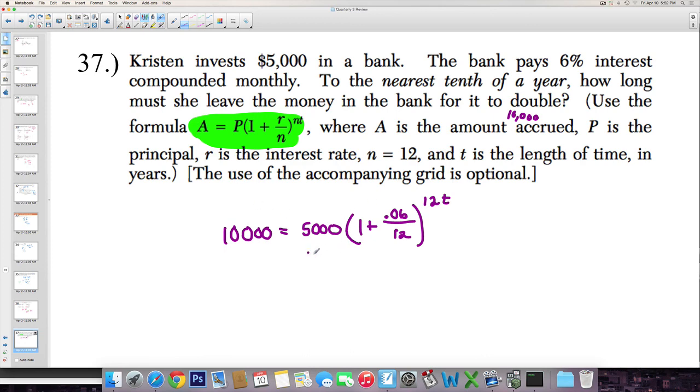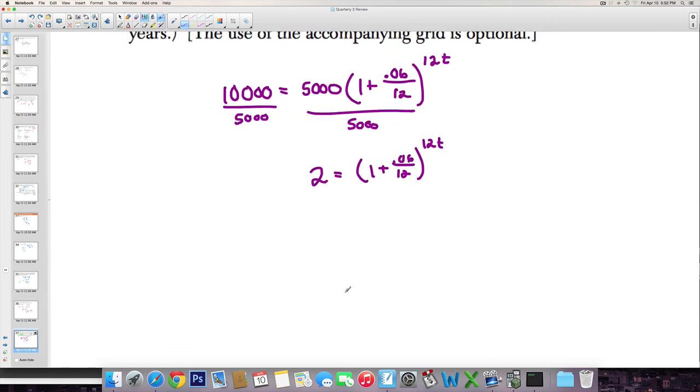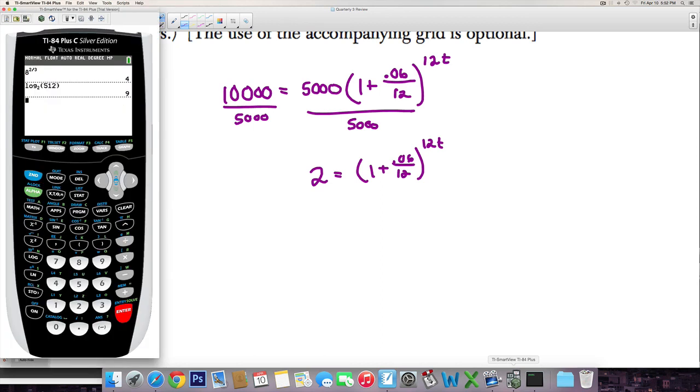So the first thing we could do is divide both sides by 5,000. So our goal is to try to isolate that t. Okay, so we have 2 equals 1 plus 0.06 divided by 12 raised to the 12t. Let's simplify what's inside the parentheses. So 1 plus 0.06 divided by 12.